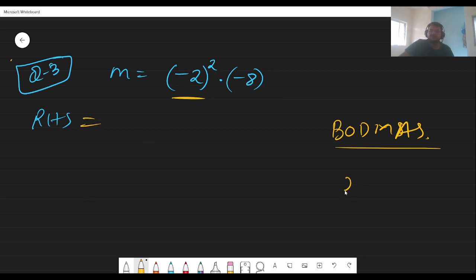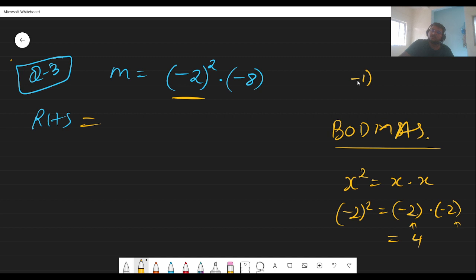Okay, so square means if I have written x square, it means x times x. So minus 2 square will become minus 2 times minus 2, which will give us 4. How is it happening? See, 2 times 2 is 4, and when you multiply two negative numbers, it will always give you a positive number. If you multiply one negative number and one positive number, it will give you a negative number.